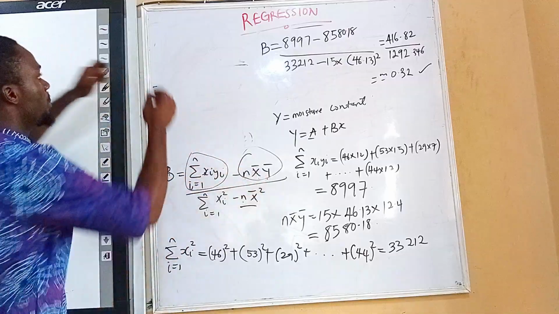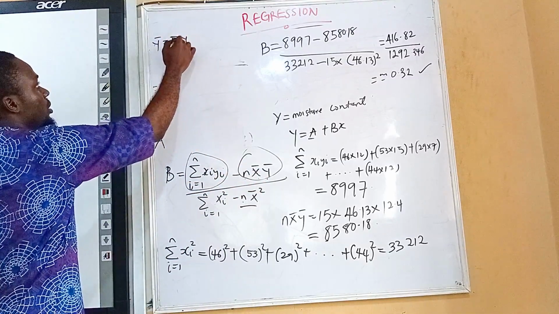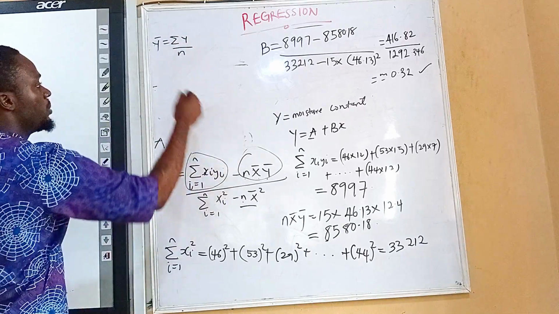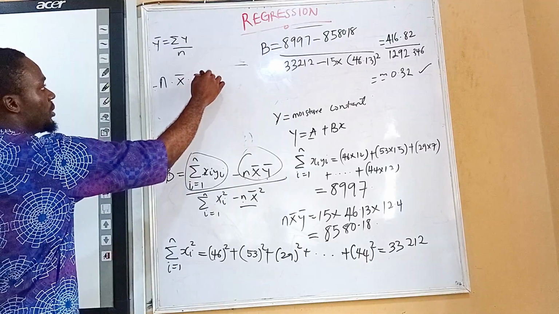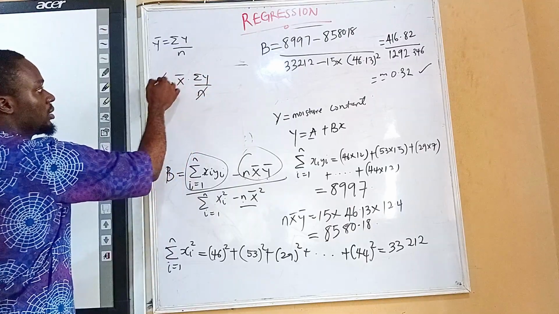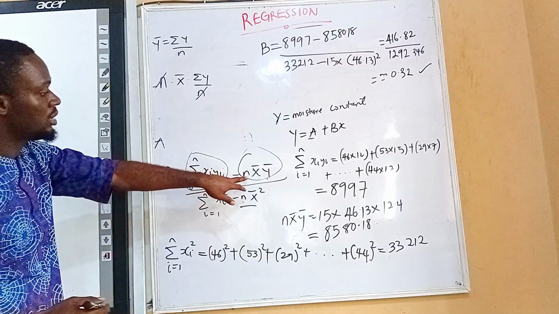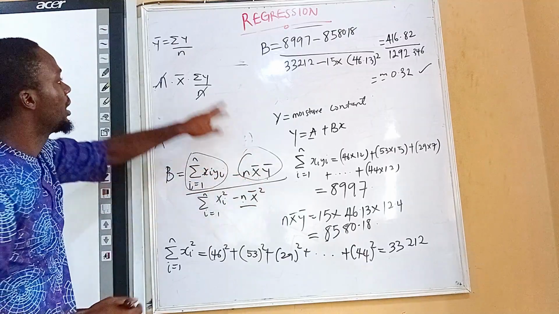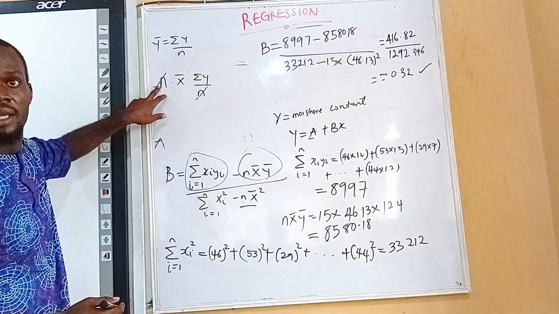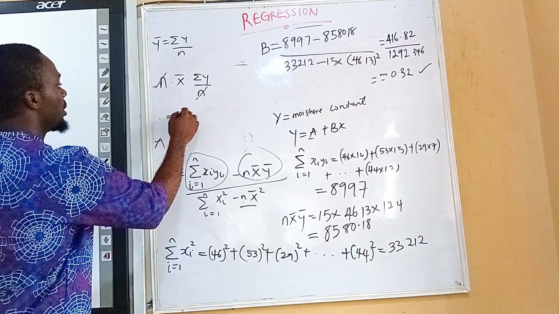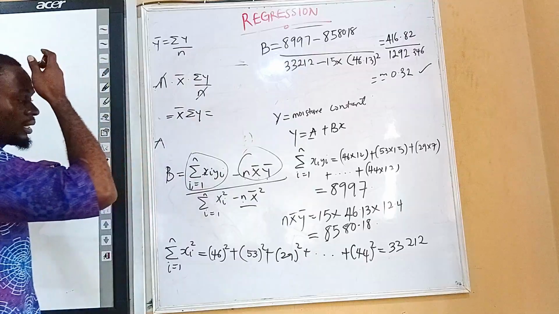You know what y bar is? y bar is the sum of y over n. If you place it here, we'll have n times s bar times the sum of y over n. You cancel out, and this thing is n s bar y bar. I replace my y bar with the sum of y over n, so that n will cancel n. Now I am left with s bar times the summation of y.